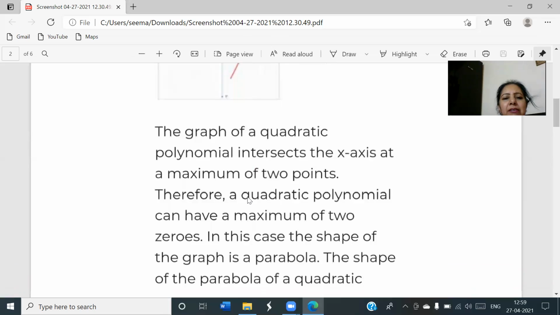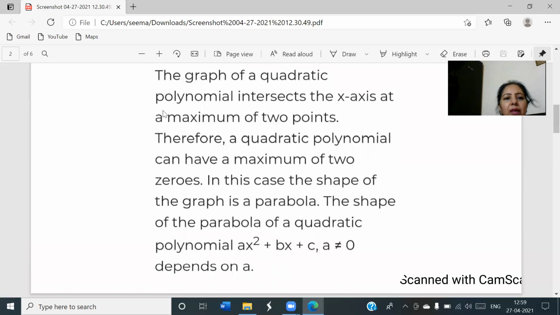Now, let us discuss the quadratic polynomial. The graph of a quadratic polynomial intersects the x-axis at a maximum of 2 points. A quadratic polynomial can have a maximum of 2 zeros. In this case, the shape of the graph is a parabola, and the shape of the parabola of a quadratic polynomial, that is ax squared plus bx plus c, where a should be non-zero, depends on a. Let's see on the graph.